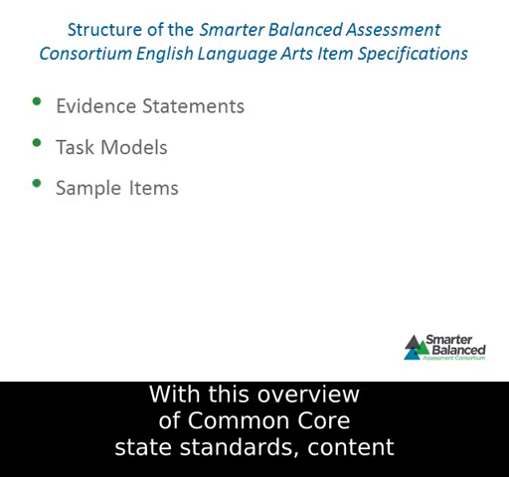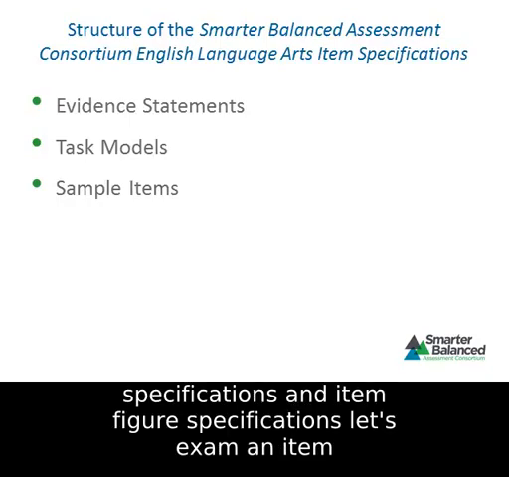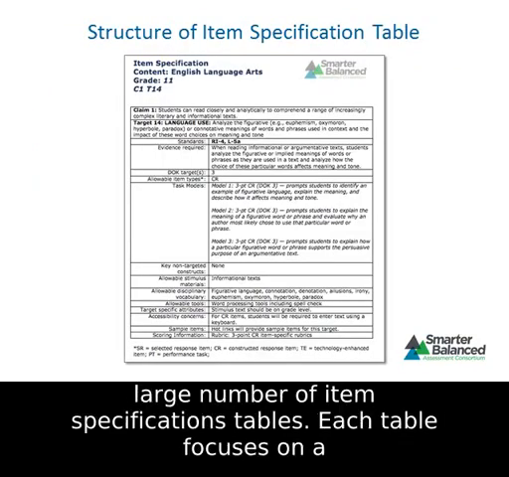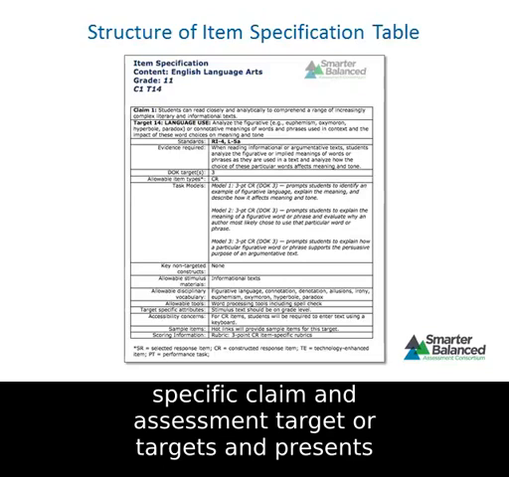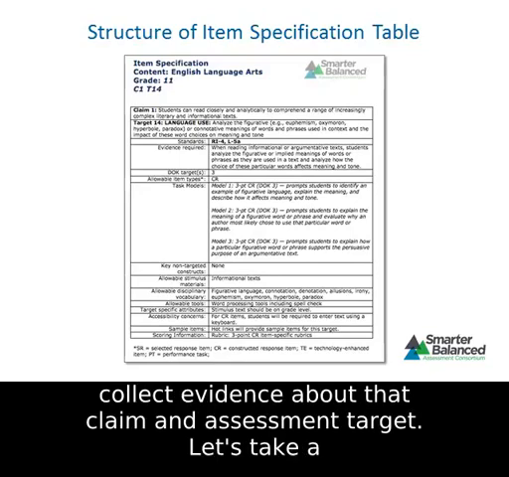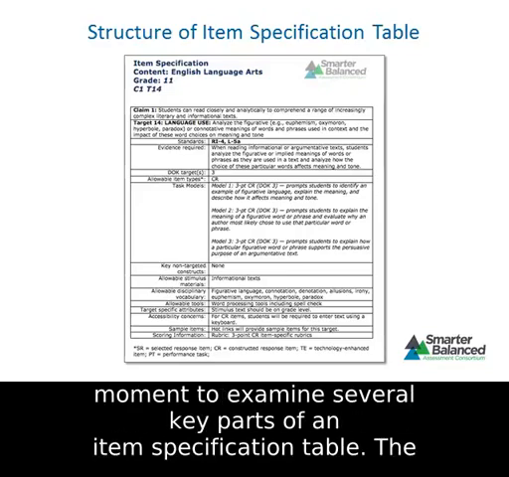With this overview of the Common Core State Standards, content specifications, and the item specification, let's examine an item specification table in greater detail. The item specifications contain a large number of item specification tables. Each table focuses on a specific claim and assessment target or targets, and presents information that is used to guide the writing of items and tasks that collect evidence about that claim and assessment target. Let's take a moment to examine several key parts of an item specification table.